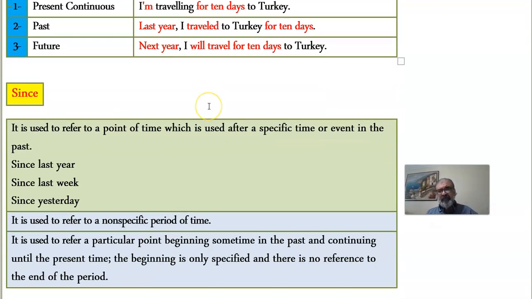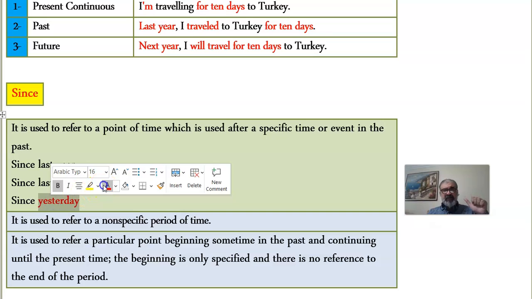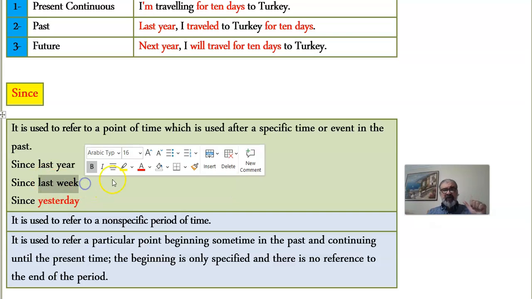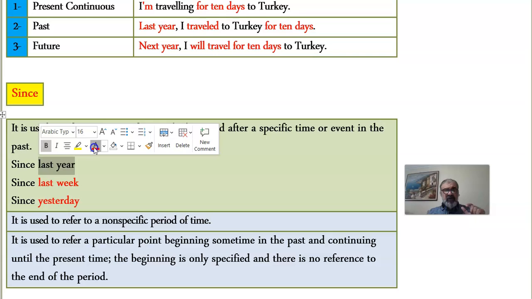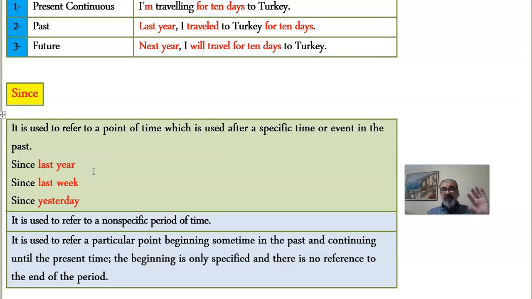How about since? However, on the other hand, since is used to refer to a point of time in the past. Last year, last week, yesterday. Again, all these refer to a specific time in the past. So we use since, okay? Not duration, time. Last year, last week, since yesterday.